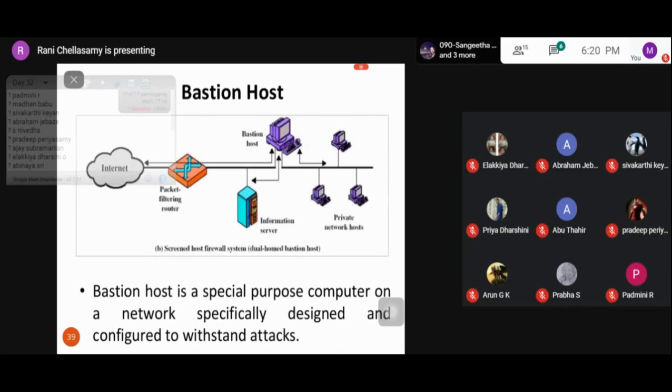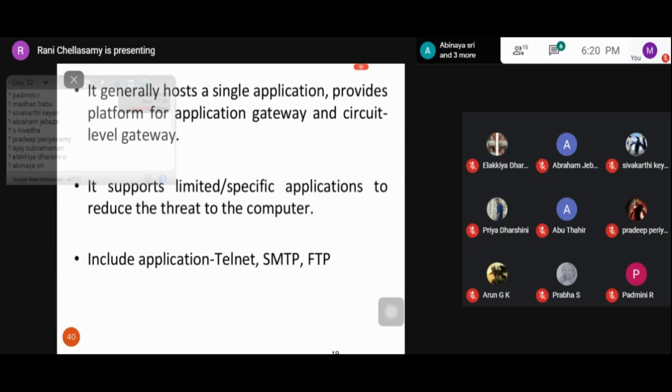The bastion host is a host on the network designed and configured to withstand attacks. Whatever attacks come into it, the bastion host will restrict. It is generally a host running simple applications. It provides the platform for the application gateway and the circuit level gateway. It also supports specific applications to reduce the threat to the computer, including applications like Telnet, SMTP, and file transfer protocol.